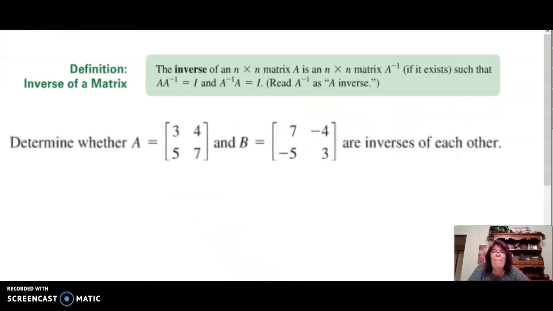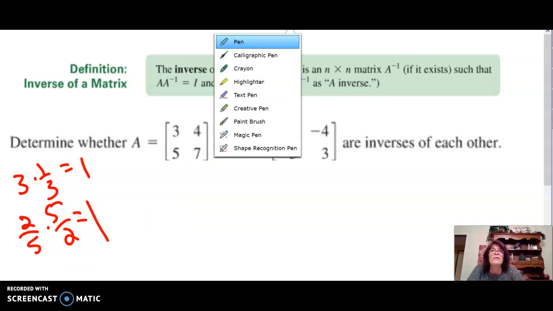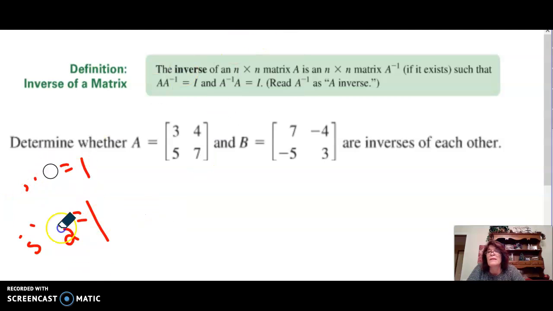Now, when I multiply 2 matrices together, if I end up getting the identity, then those matrices are inverses. Just like 3 and 1/3 are inverses, because when I multiply them, I get 1. 2/5 and 5/2 are inverses because when I multiply them, I get 1. They're multiplicative inverses, right? Well, we have multiplicative inverses for matrices as well.